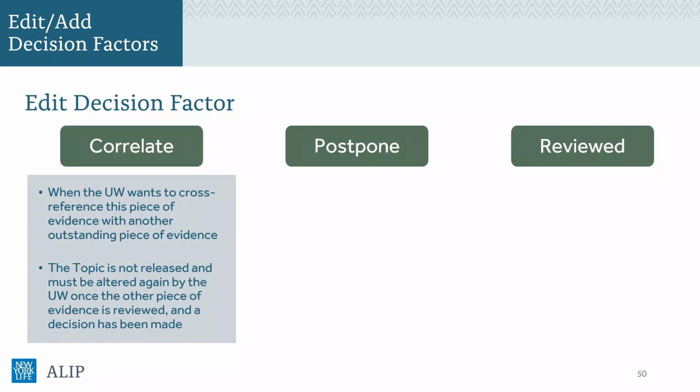For example, a questionable ECG where the underwriter awaits the APS to make a final decision. The topic is not released and must be altered again by the underwriter once the other piece of evidence is reviewed and a decision has been made.